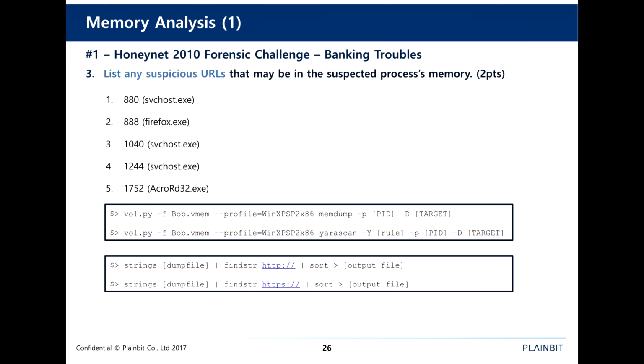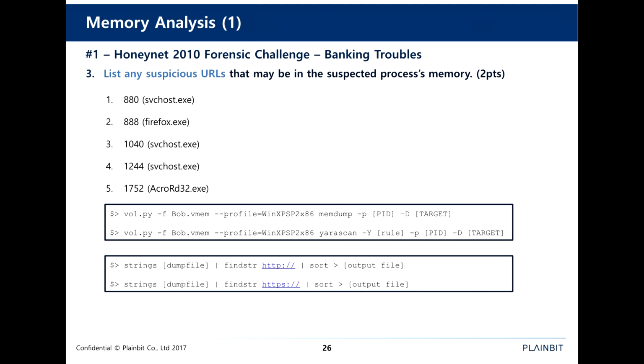This time, let's collect URLs that appear to be malicious. Malicious URLs will be used by malicious processes. What the process uses is stored in the process memory area. So, you can extract the process memory area and look for the URL.